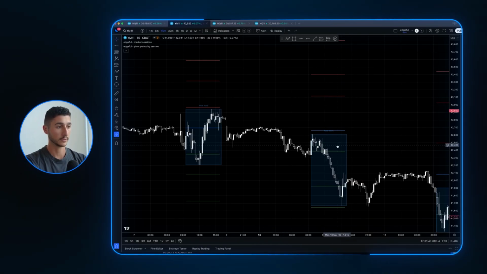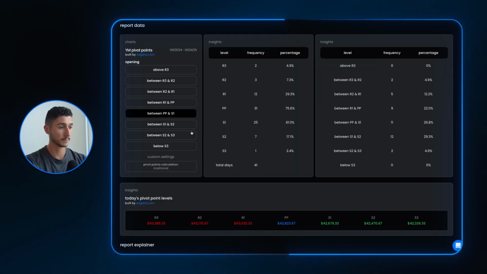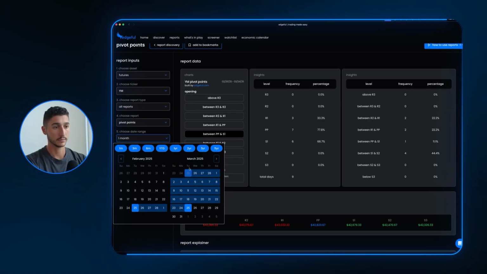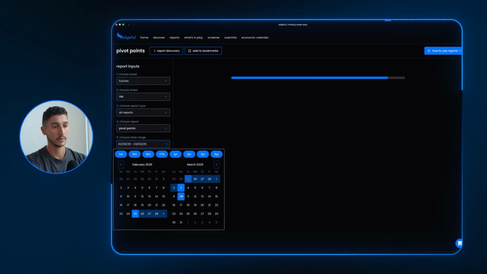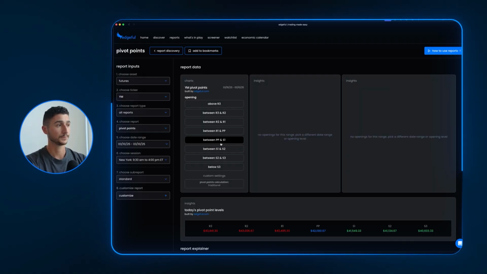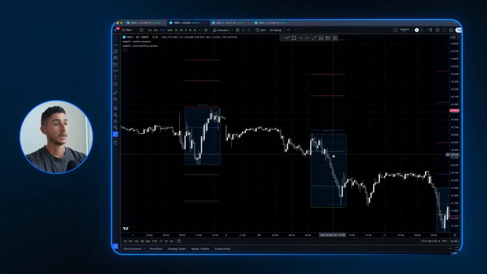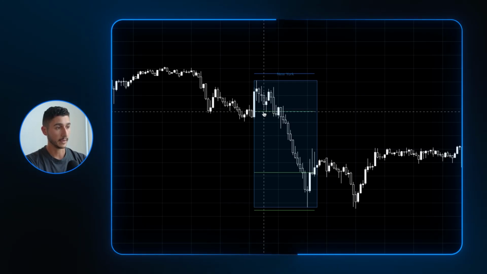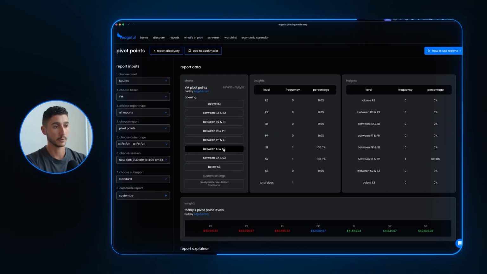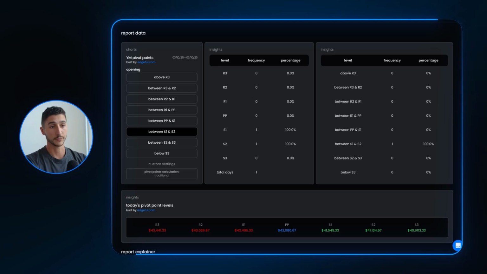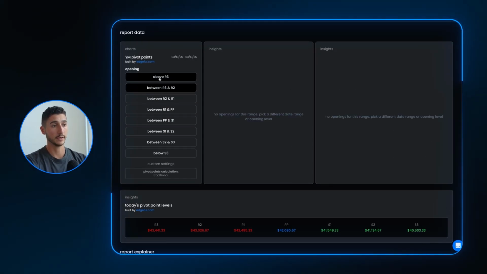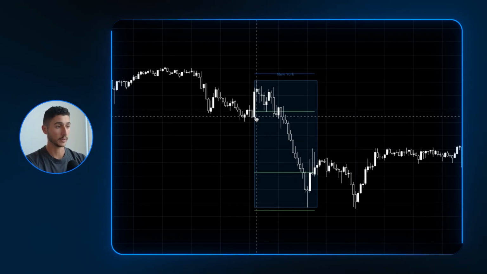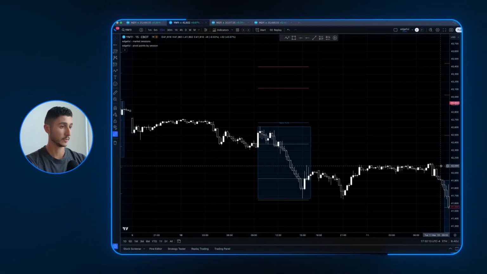So here, let's look at this day, March 10th. Okay, so this day here on YM opened between S1 and S2. If I go over here, you're going to see that now everything appears because we're only looking at one day. Nothing should appear on any of these other days. So only right here because that's where it opened on this session. Let me zoom in a little bit.